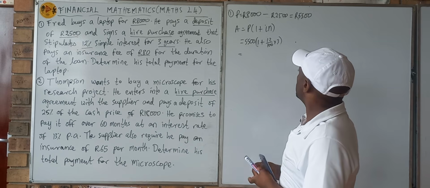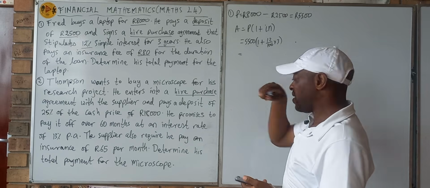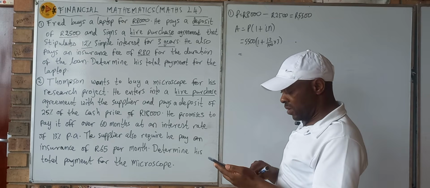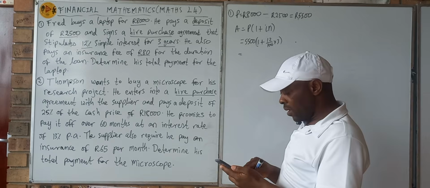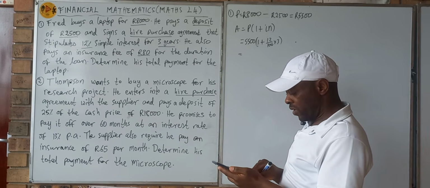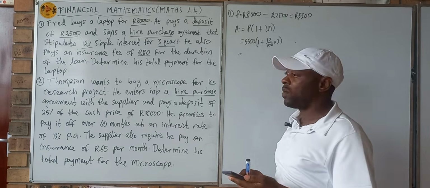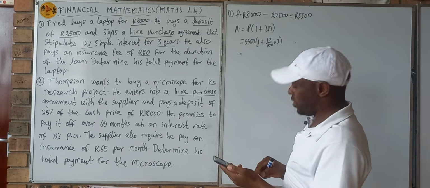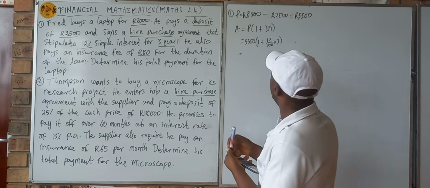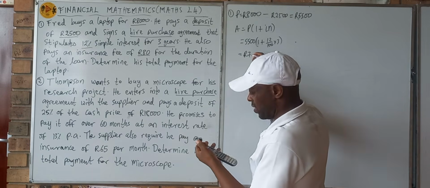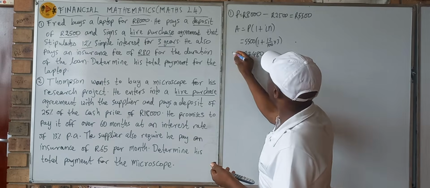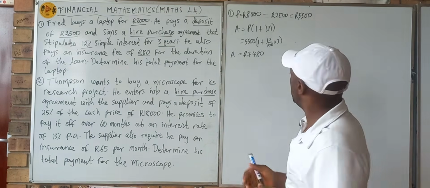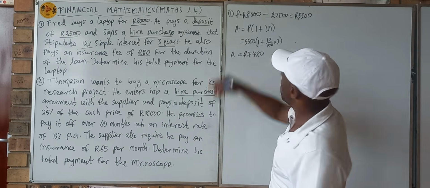So if you take 12% times 3, that is 36%. So you have 5,500 into 1 plus 0.36, because 12 times 3 is 36, and 36 over 100 is 0.36. So this means our accumulated loan should be 7,480. So this is the accumulated loan that the company is expecting from the 5,500.